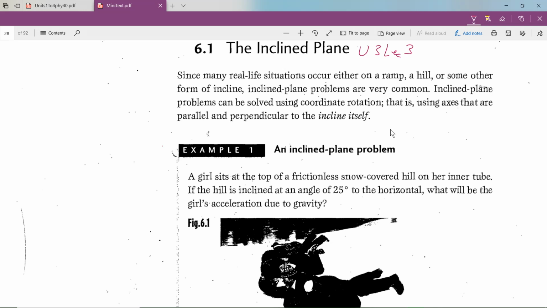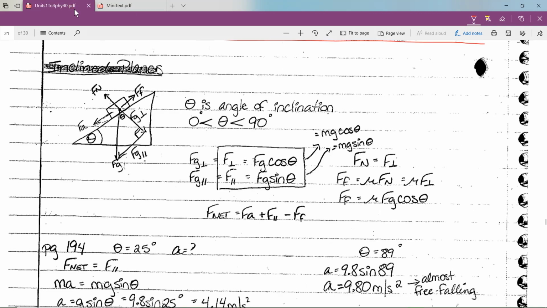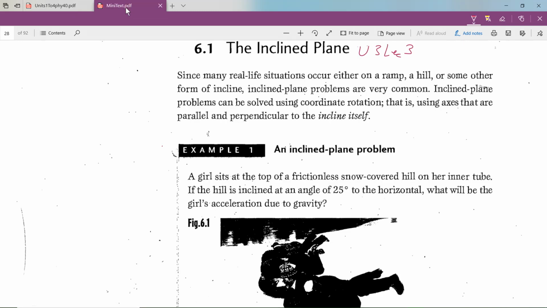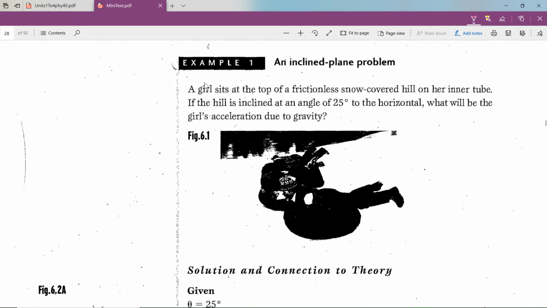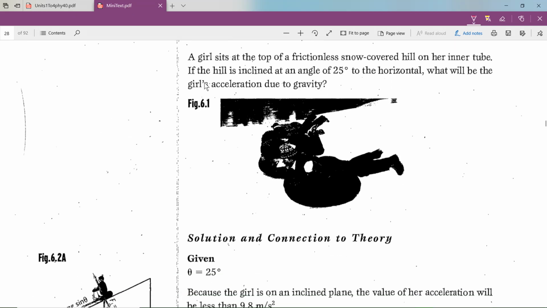So I'm reading from the mini text. I'm also going to be using the booklet that we have around page 21 on inclined planes. So let's say we have a girl sitting atop a frictionless snow-covered hill on her inner tube. If the hill is inclined at 25 degrees to the horizontal, so my theta is 25 degrees, that's what we define as our angle. What will be the girl's acceleration due to gravity?